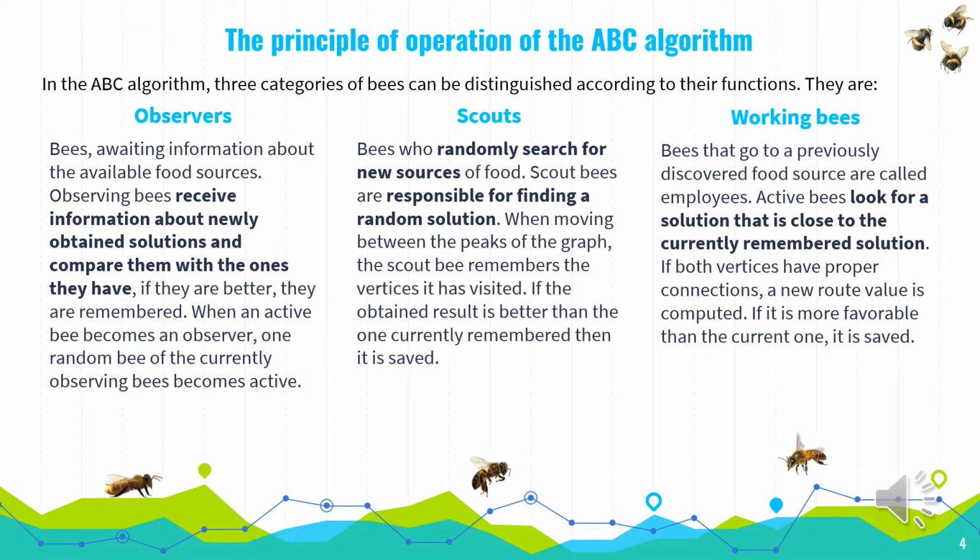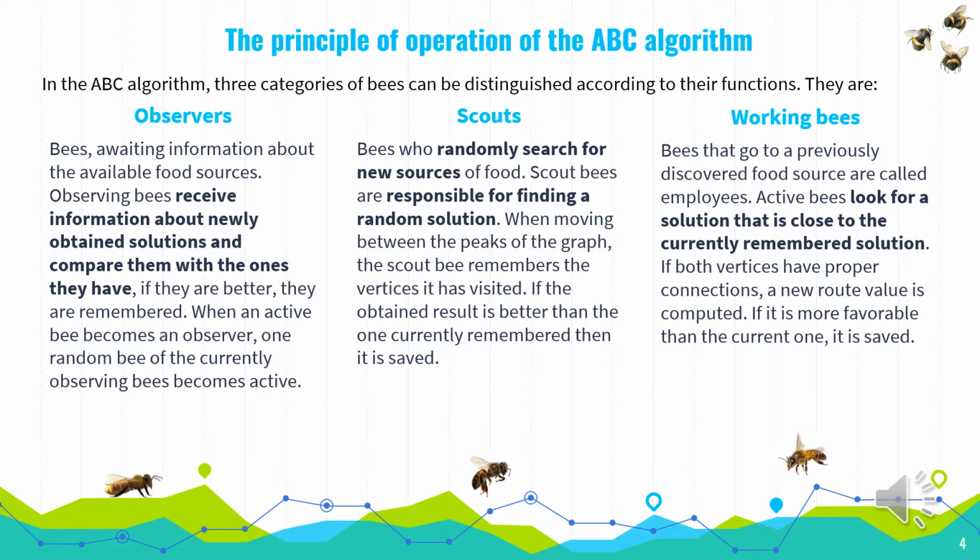The principle of operation of the ABC algorithm. In the ABC algorithm, three categories of bees can be distinguished according to their functions. They are observer bees, scout bees, and working bees, also called active bees. The observer bees are bees awaiting information about the food sources. They can receive information about newly obtained solutions and compare them with the information they already have. If the new ones are better, then they will be remembered. When an active bee becomes an observer, then one random bee of the currently observing bees becomes active.